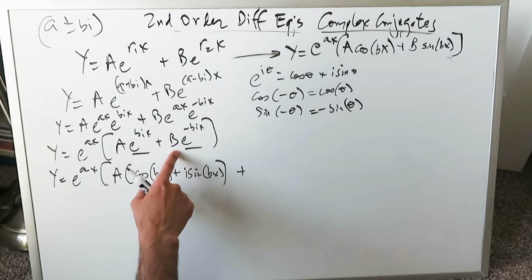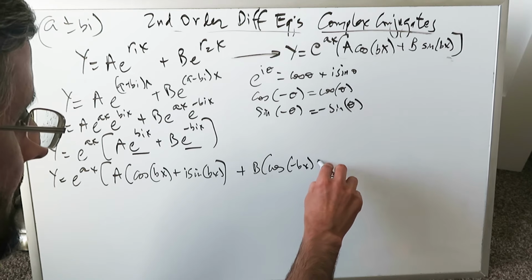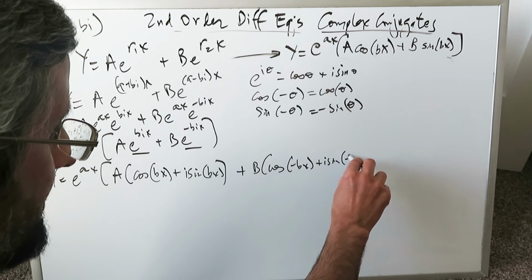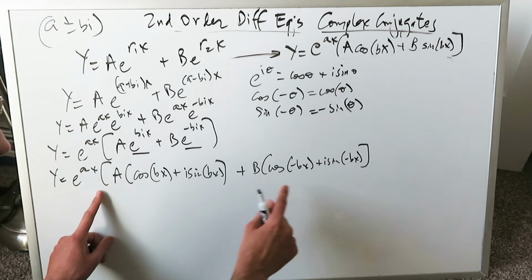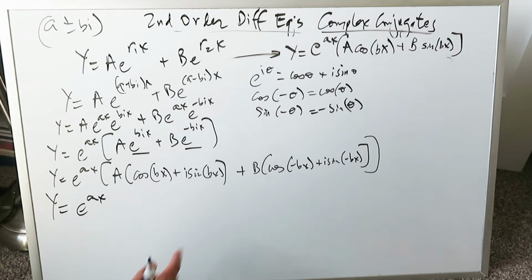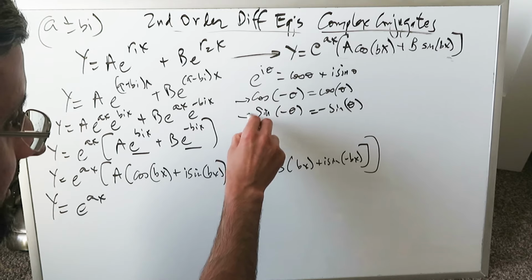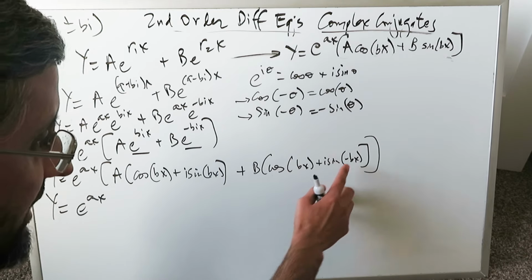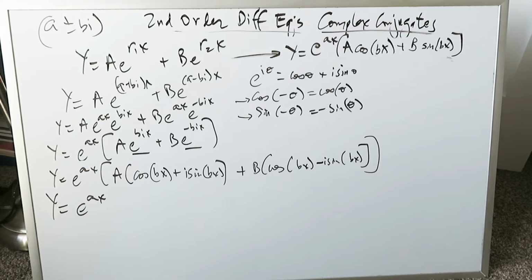Now let's do this part right here. b cosine minus bx plus i sine minus bx. And there it is. We make sure we have all of our parentheses closed. What can we do from here? You can come over here and bring the identities into play. This one and this one. Cosine of that minus is a positive. This minus can come right here and make that into a minus because it's an odd function.